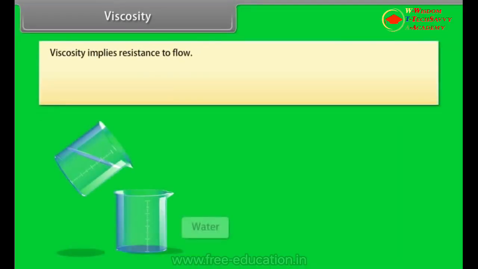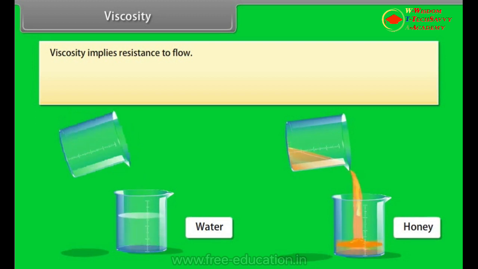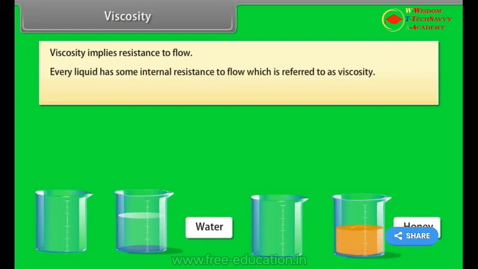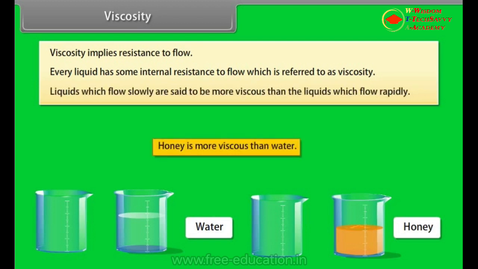Viscosity. Viscosity implies resistance to flow. It is a well-known fact that some liquids such as honey, castor oil, glycerine, etc. flow slowly, whereas others like water, petrol, ethanol, etc. flow rapidly. This means that every liquid has some internal resistance to flow, which is referred to as viscosity. Liquids which flow slowly are said to be more viscous than the liquids which flow rapidly.